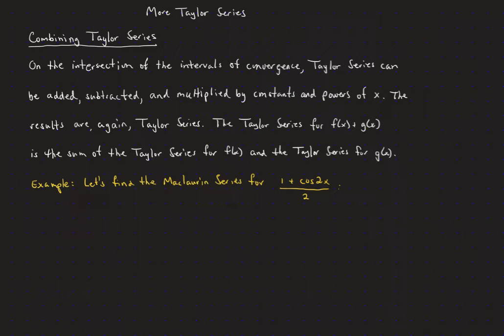We're going to talk more about Taylor series here and how we can use them to build other Taylor series for other functions, and then we'll work some more examples from our packet. So on the intersection of the intervals of convergence, Taylor series can be added, subtracted, and multiplied by constants and by powers of x. The results are, again, Taylor series.